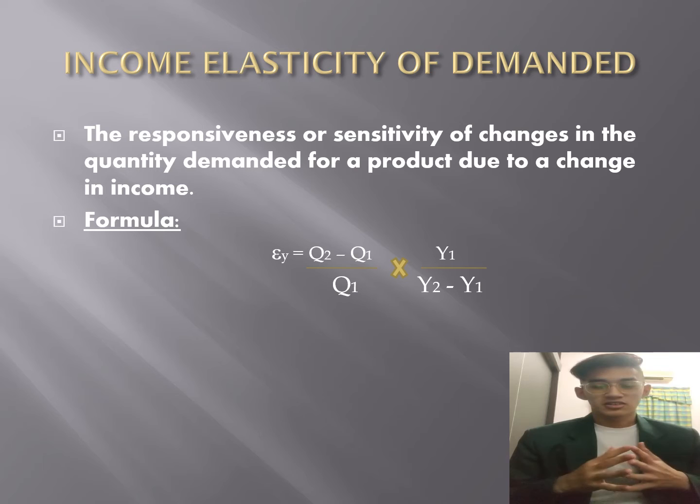Income elasticity of demand. The responsiveness or sensitivity of changes in the quantity demanded for a product due to a change in income. The formula for income elasticity of demand is (Q2 minus Q1) over Q1 times Y1 over (Y2 minus Y1).